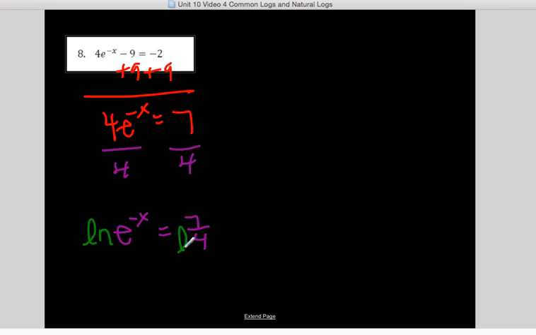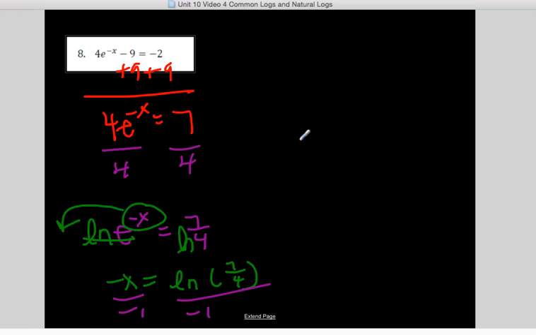Natural log on both sides to get rid of my e. Bring the negative x down from the exponent. So it's natural log of 7 over 4. And then I would divide by negative 1. So x is equal to negative natural log of 7 over 4.